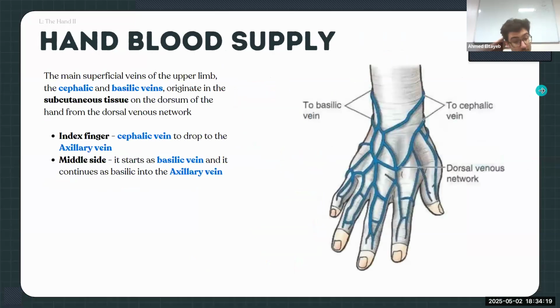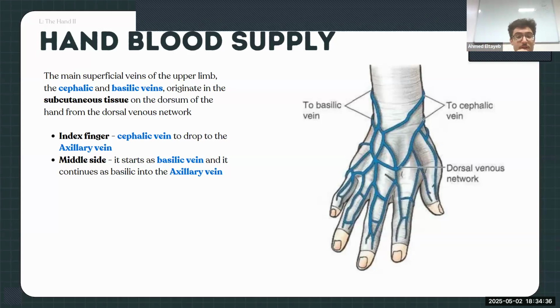What about the blood supply of the hand? So again, we have arteries and veins. Let's first talk about the veins because they're simpler. Remember in the forearm, we had two superficial veins, which were the basilic and the cephalic. So the cephalic is lateral and the basilic is medial.